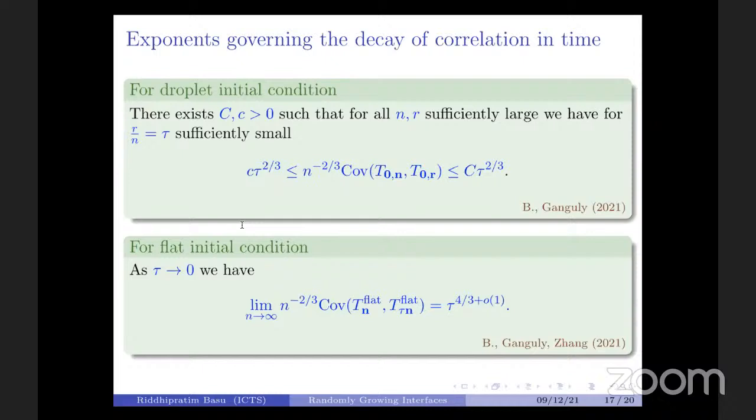It's hard to obtain an exact formula for the covariance for all values of tau. So one studies two asymptotic directions, tau going to 0 and tau going to 1, where it's possible to get more precise information. One actually has both kinds of results, but here I have only listed the small tau result. For droplet initial condition, one can show that the scaled covariance decays like tau to the 2/3 as tau goes to 0. Whereas for the flat initial condition, the exponent changes. The exponent becomes tau to the 4/3 rather than tau to the 2/3.